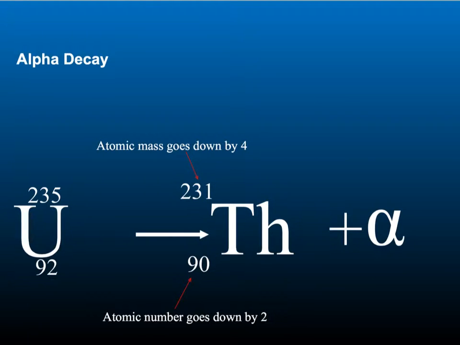The mass number drops by 4 and the atomic number drops by 2. This means the element changes. For example, uranium-235 becomes thorium-231 after emitting an alpha particle. Okay, so the mass number has gone down by 4 and the atomic number has gone down by 2. Remember, it's the atomic number, or the proton number, that makes the element the element.